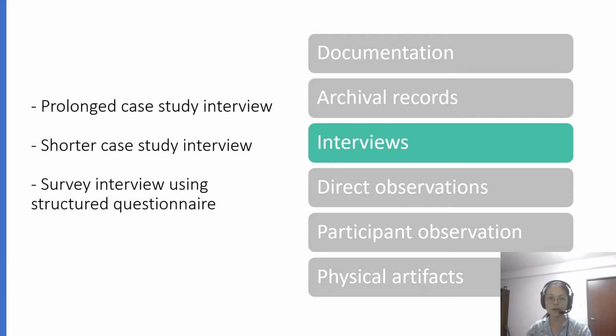And the third one is a survey interview using a structured questionnaire. That is quite similar to the survey design of a normal survey research. But still, there's some difference. If you are interested, you can look for it more in this book, in the chapter.